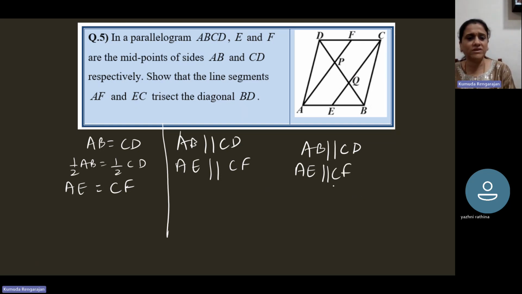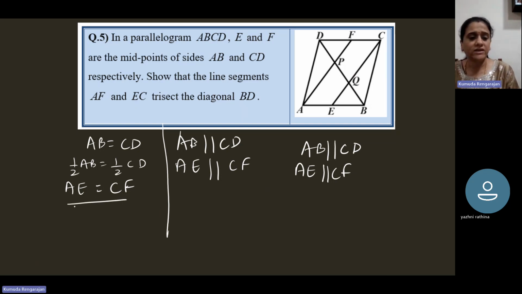So like this, we have AE is parallel to CF. You can come closer, come here. Is the screen visible for you from there? Sure. You can read the screen. Okay. So like this, AE is parallel to CF.